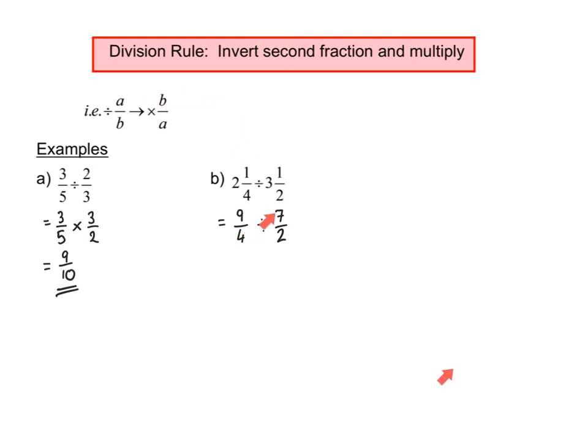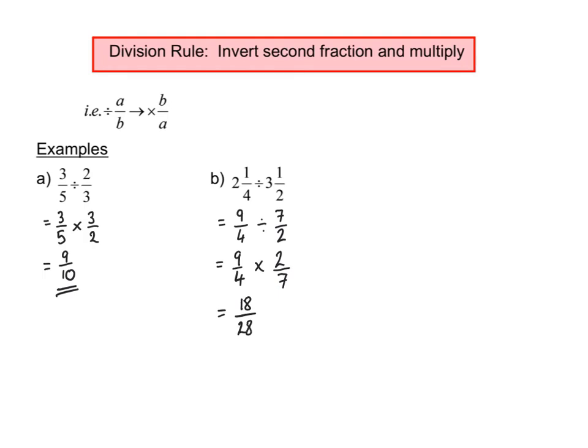So we're going to take this second fraction here, and we're going to invert it, and we're going to change this to a multiplication sign. Remember, the first fraction doesn't change. We always keep the first fraction exactly the same. So that's going to remain as 9 over 4. We're going to invert the second fraction. So it's going to change from 7 over 2 to 2 over 7. And we're going to change this division symbol here to a multiplication. Once we've done that, nice and easy, we can just do top times top, which is 9 times 2 is 18. And bottom times bottom, 4 times 7 is 28.